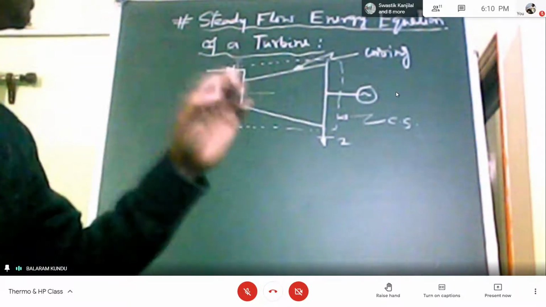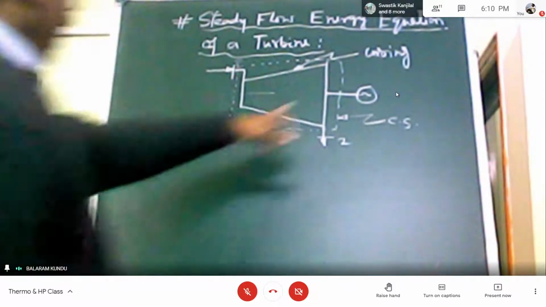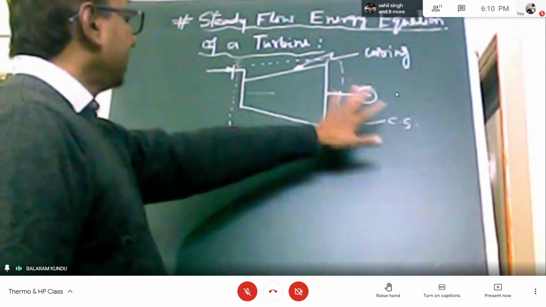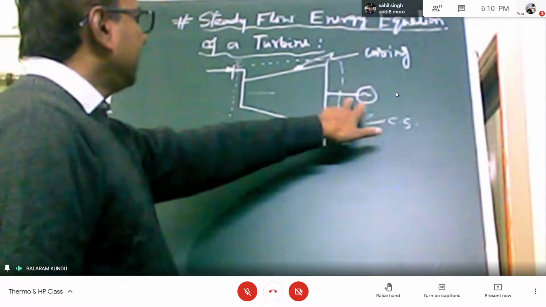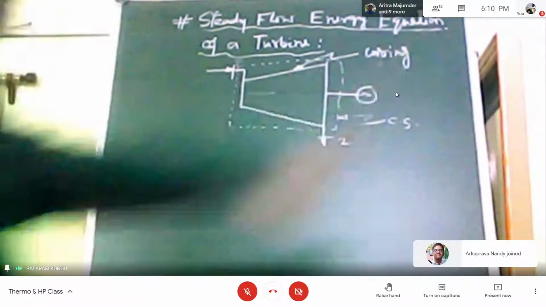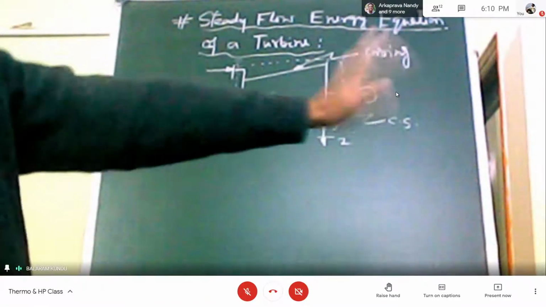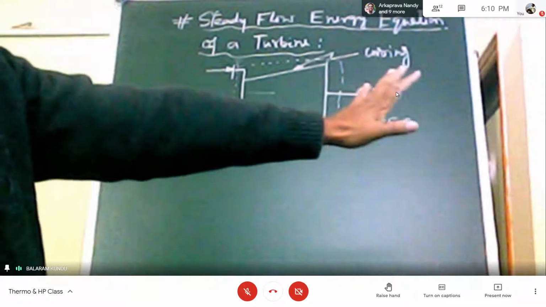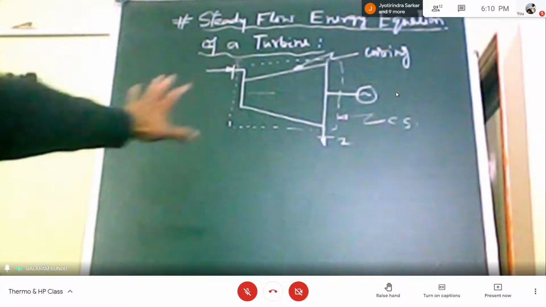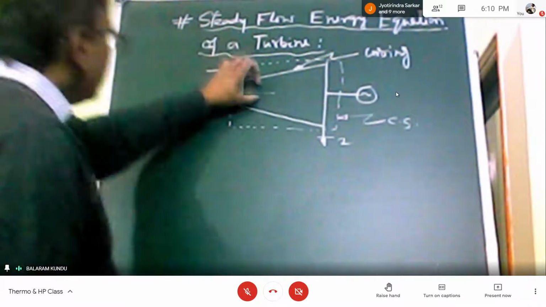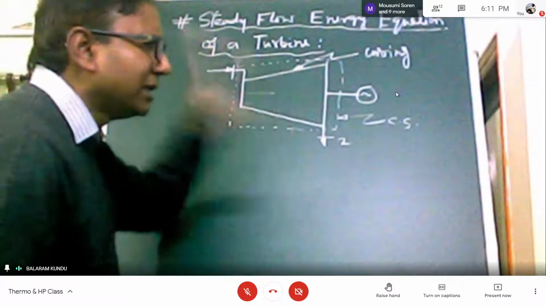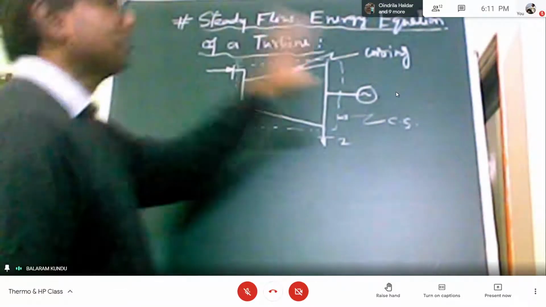If the shaft rotates, then what will happen? The shaft is attached to the generator, so the generator will also rotate. Finally, due to the rotation of the generator, power or electricity will be produced. That is the main thing here. Inside the turbines, blades and nozzles are there. Nozzles are attached to the casing.